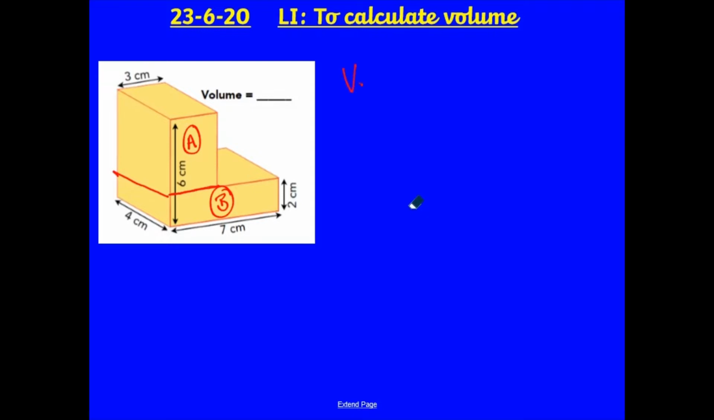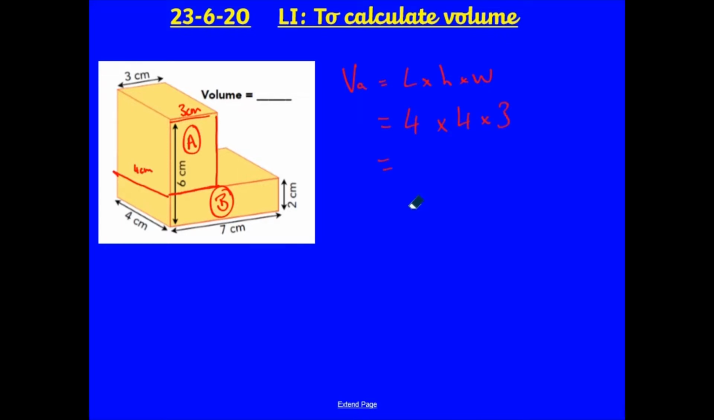The volume of A is equal to length times height times width, or any combination in that order. I need to work out the height. I know that this is 3 centimeters across here, so I know the length, and the width is 4 centimeters. It goes back 4 centimeters. So I just need the height. If it's 6 centimeters from top to bottom, and this bottom shape is 2 centimeters, that must mean it's 4. So it's going to be 4 times 4 times 3.